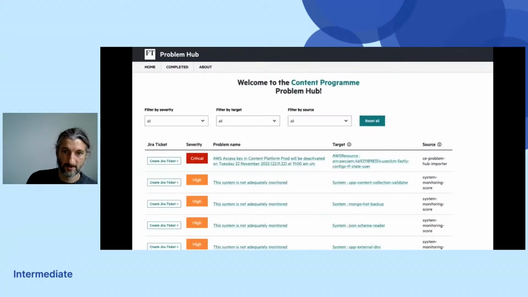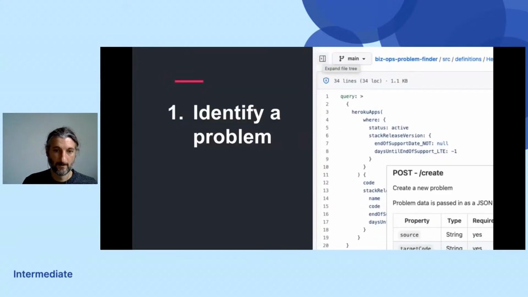And what we've come up with is a thing called Problem Hub, which is a set of tools for routing these kind of problems with the estate in the most effective way to target the messages at the right people. So first of all, the first step is to identify a problem. There are two ways to get problems in.